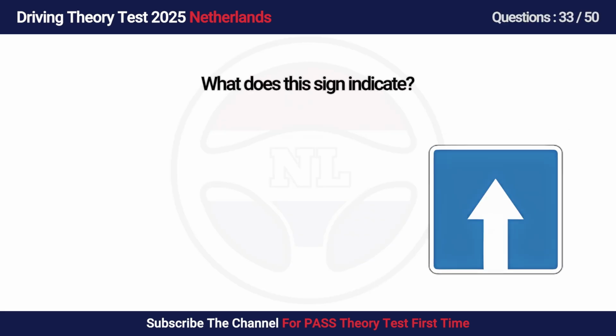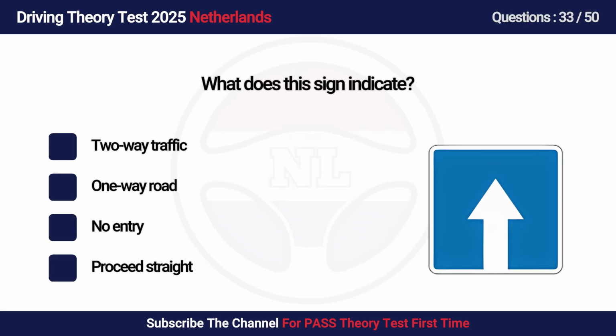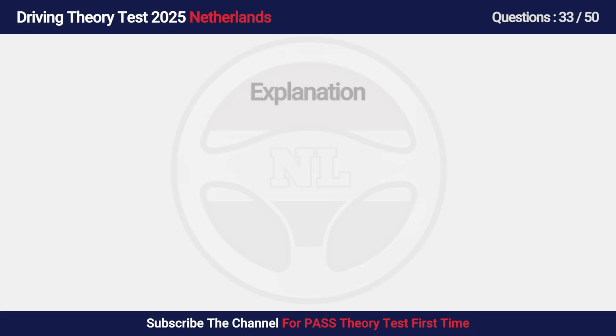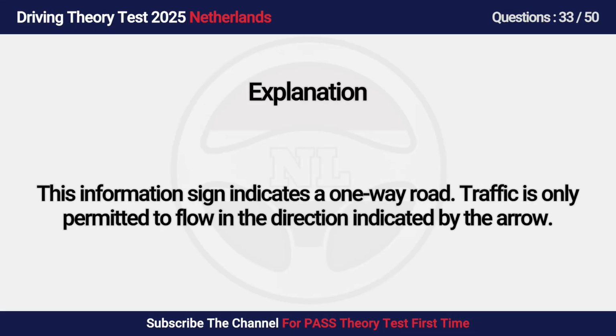Question 33. What does this sign indicate? A. Two-way traffic. B. A one-way road. C. No entry. D. Proceed straight. Answer is B. One-way road. This information sign indicates a one-way road. Traffic is only permitted to flow in the direction indicated by the arrow.